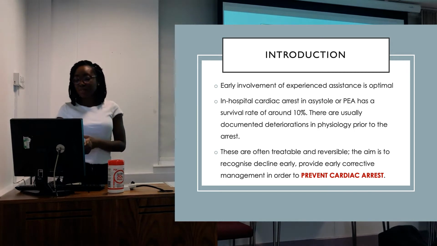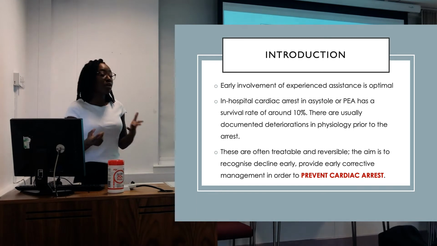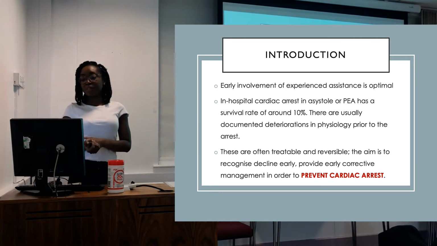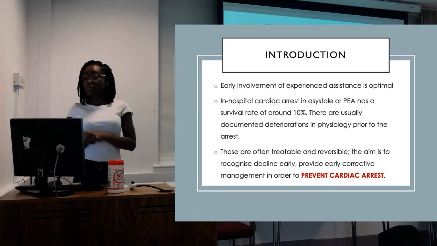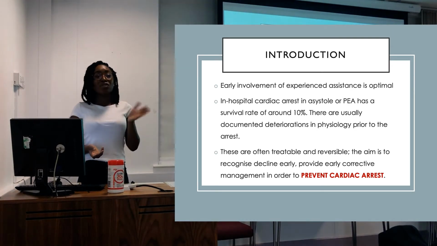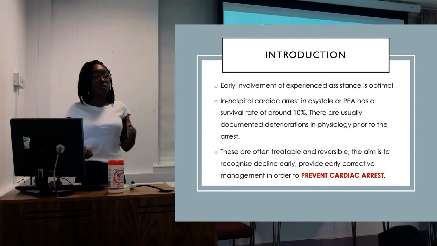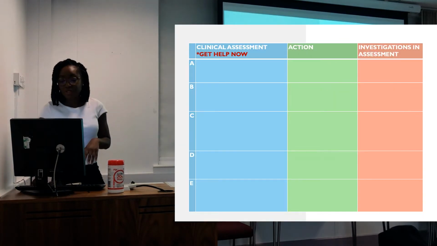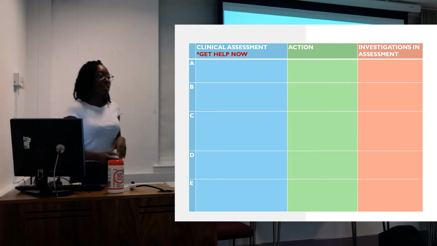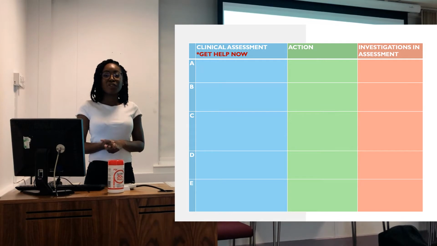In-hospital cardiac arrest in asystole or PEA has a survival rate of 10%. The reason I'm only mentioning PEA and asystole is because these patients usually have documented deteriorations in their physiology prior to arrest, and these are often treatable and reversible. So the aim is for us to recognise the decline early and hopefully provide early corrective management in order to prevent cardiac arrest. So we're going to go through the A to E assessment. Hopefully during your time you've already had a bit of exposure to doing this.